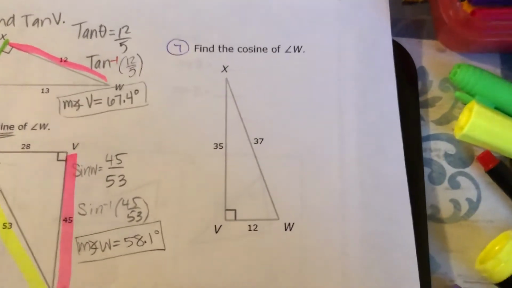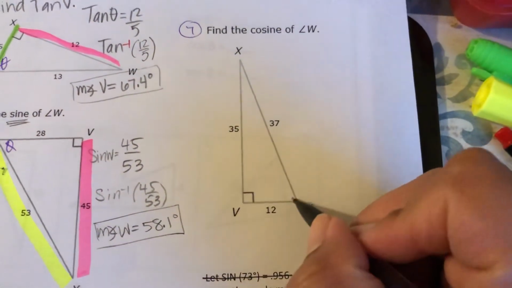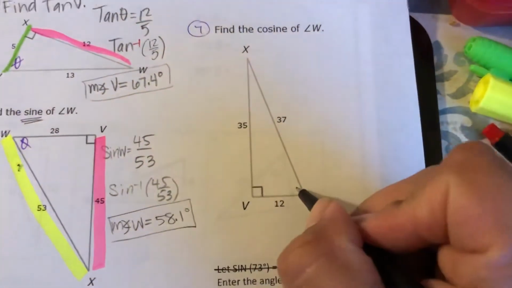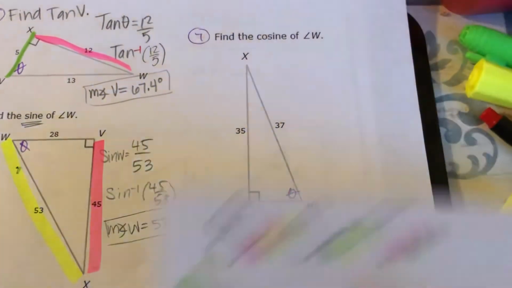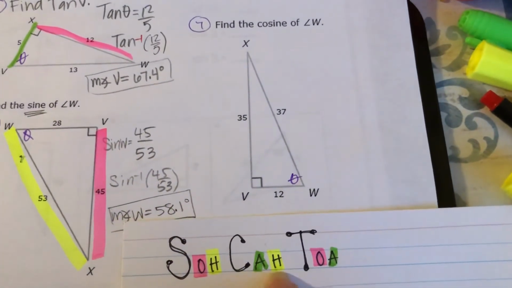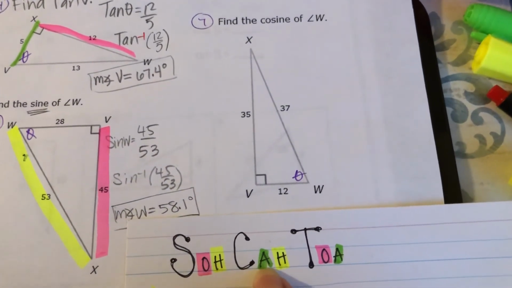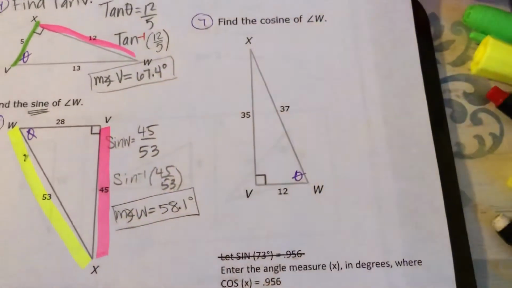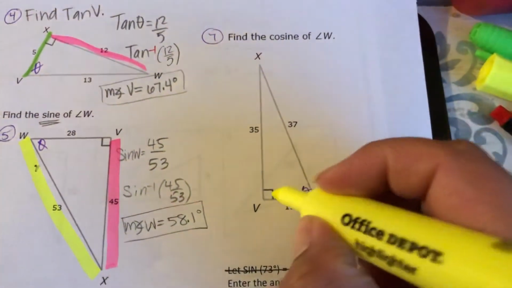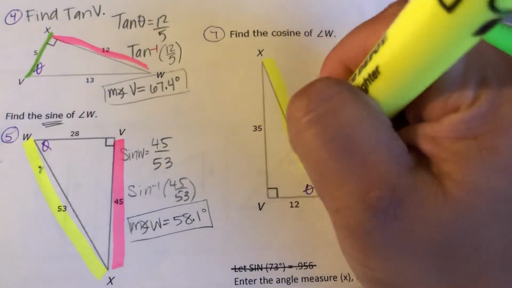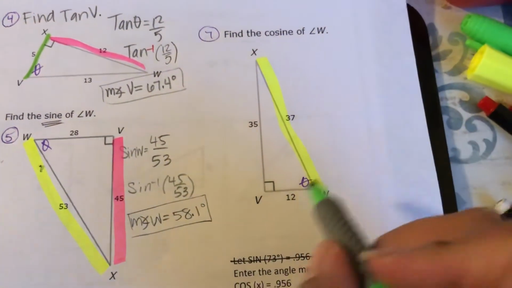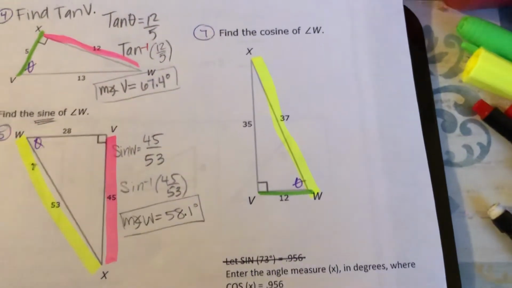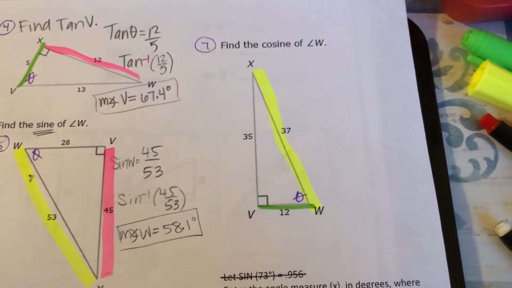Cosine of W. This is my angle of reference. And cosine, if I look back here, is adjacent over hypotenuse. That means the one that's touching it and the hypotenuse. So my hypotenuse is going to be identified first as opposite from my 90 degree. And my adjacent is touching it, uniting it with its best friend, the 90 degree angle.